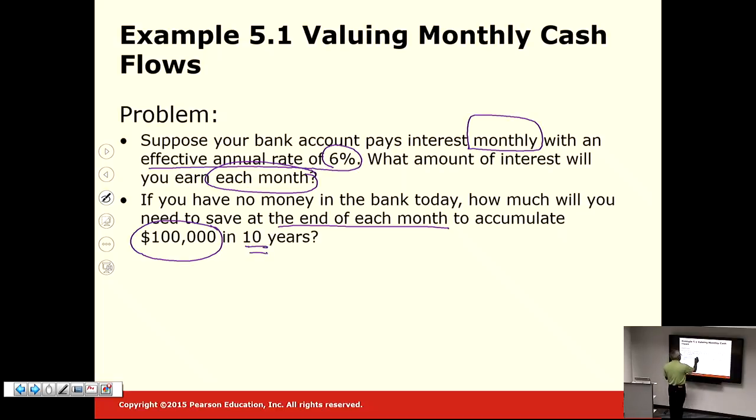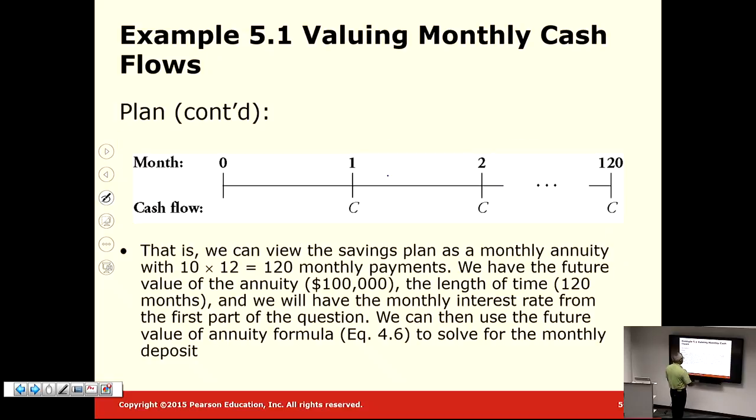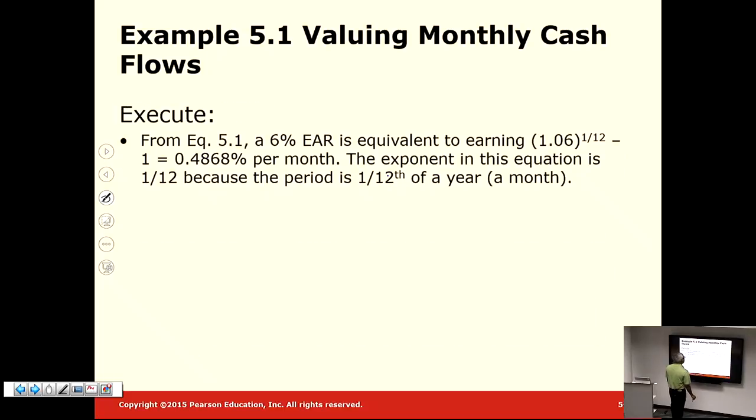That's the second part. So for the first part, since you're going to be investing on a monthly basis, you need to convert this EAR to an interest rate that is monthly. So the first step is to convert the EAR to a monthly rate, and then we will go to the next step. So to convert the EAR to the monthly rate, what do I do? I take 1 plus R to the power n, minus 1.